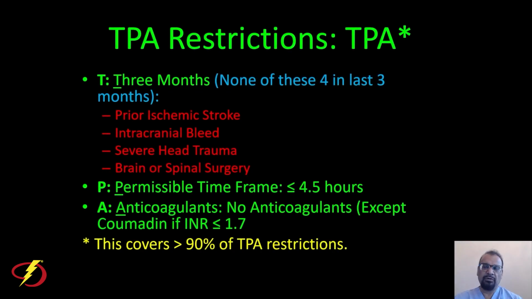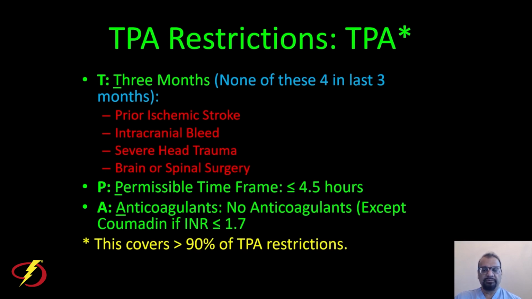By the way, if you want to know all the TPA restrictions, those are also in the book in a separate chapter. But you can know more than 90% of TPA restrictions by remembering the mnemonic TPA. So the T stands for 3 months. We don't want any of these 4 things within the last 3 months. We don't want a prior ischemic stroke, prior intracranial bleed, prior severe trauma, prior brain or spinal surgery.